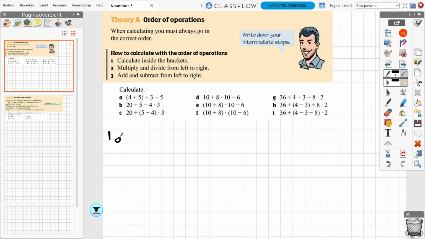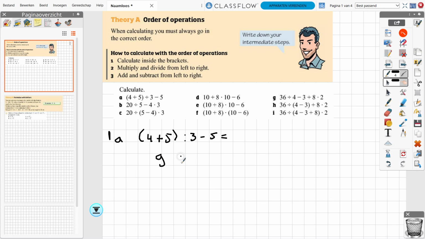So here I have exercise 1a. If I want to calculate this, what I always do first is just copy the exercise. So here I start by copying 4 plus 5 divided, you can use this sign or just 2 dots, right? 3 minus 5. First step, calculate inside the brackets. So first do 4 plus 5, which equals 9.